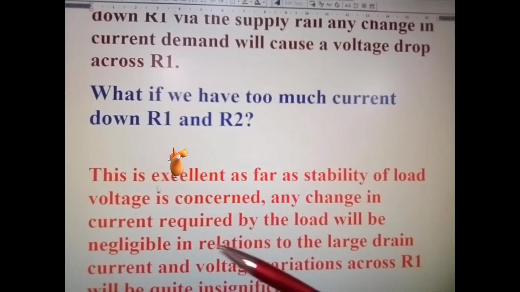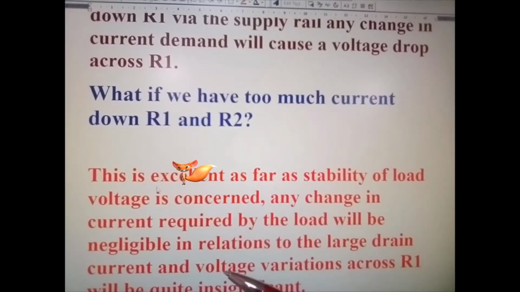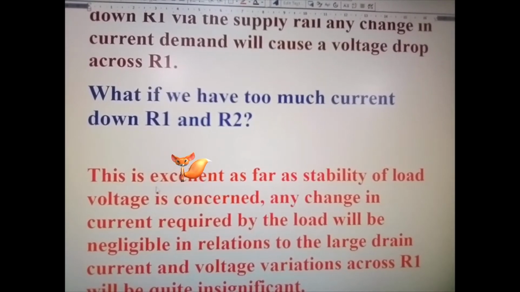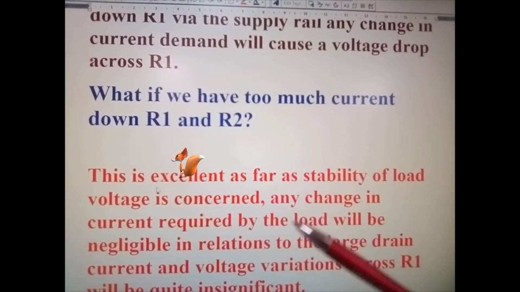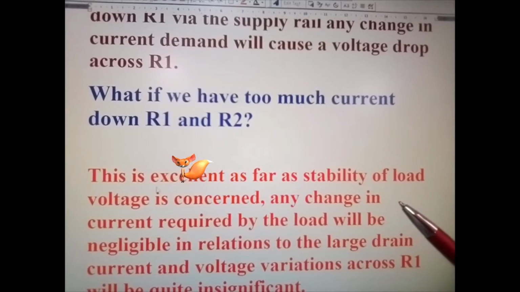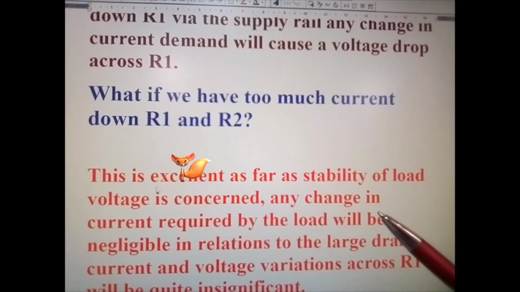So in short term, in this case, it would benefit by having a larger current, which will cause a developed voltage across the load. Okay.